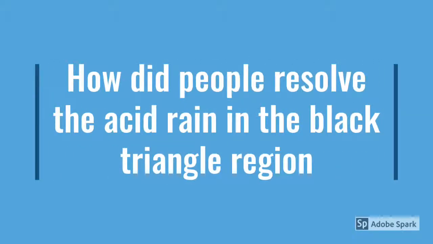How did people resolve the Black Triangle region acid rain? Germany, Poland, and the Czech Republic decided that they needed to do something about that region. So they all decided to have stricter laws about pollution and emissions of coal-burning factories. The rest of the world with problems like this could learn from those three nations.